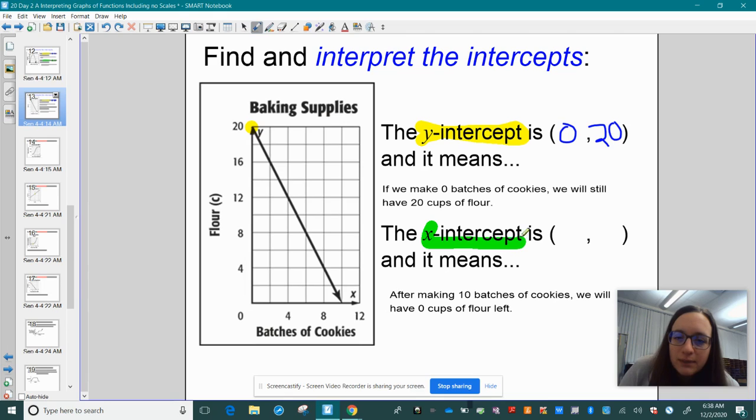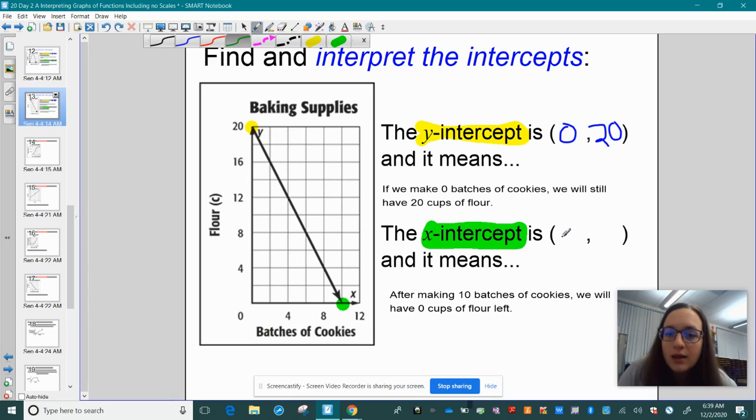And then our x-intercept, we look on our x-axis. Oh, right there. There we go. So our x-intercept is, I'd say that looks like 10, 0. So this time we have a number for our batches of cookies. We got 10 batches of cookies. Well, after making 10 batches of cookies, something's going to happen to that flour, right? We're using flour to make the cookies. And if we look, we have no more flour left.